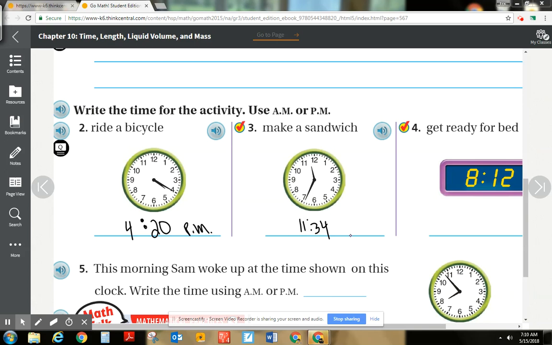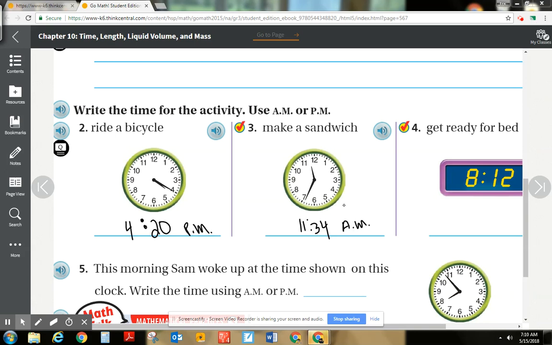Well, that's the morning. Why would I be making a sandwich in the morning? But 11:34, that's pretty close to noon. Noon's the time that you would eat lunch or eat a sandwich. So I'm thinking it's a.m. But let's take a look at p.m.